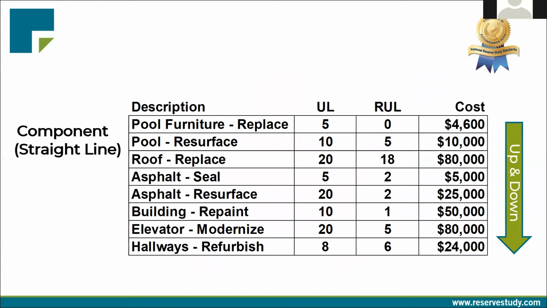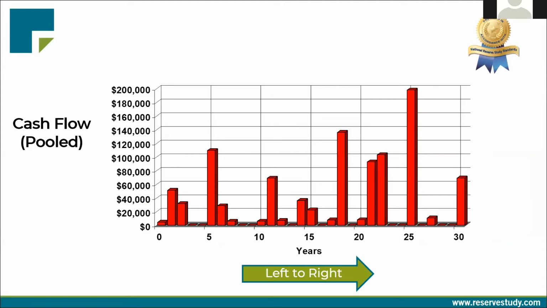So the component method looks at each component individually and calculates a reserve contribution for each one. So think of it as an up and down method, calculating all the individual pieces and summing them up at the bottom. Line by line, just all the components individually. Exactly. And then the cash flow method doesn't look at individual components.